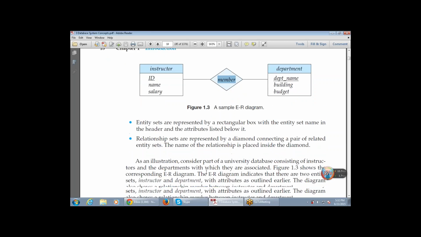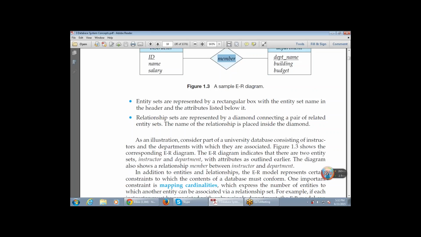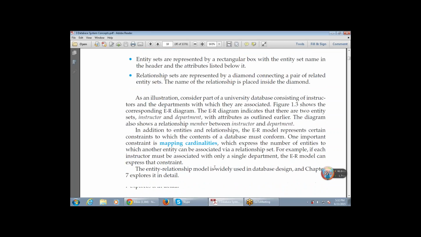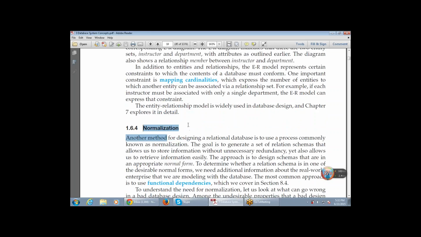As an example, consider the part of the university database that consists of an instructor and the departments. Now next is normalization. That is simply a method for designing a relational model that uses a process known as normalization. The goal is to generate a set of relation schemas that allows us to store information without unnecessary redundancy, yet also allows us to retrieve the information very easily.